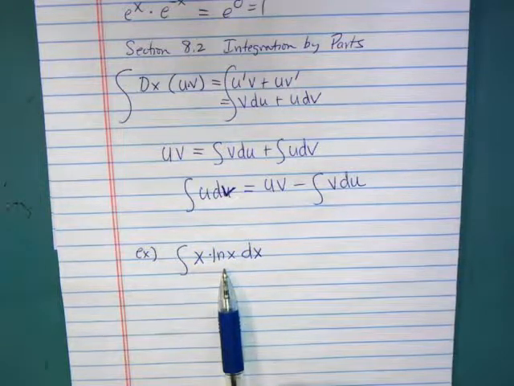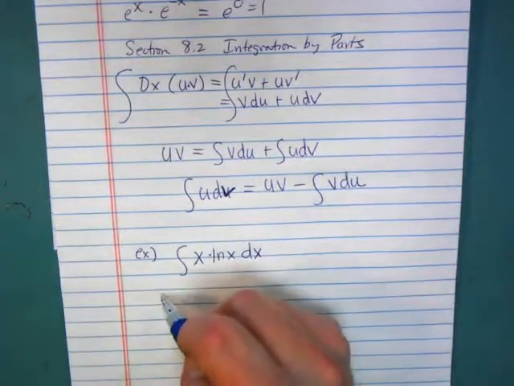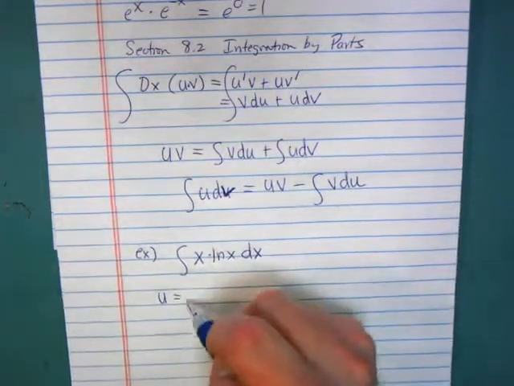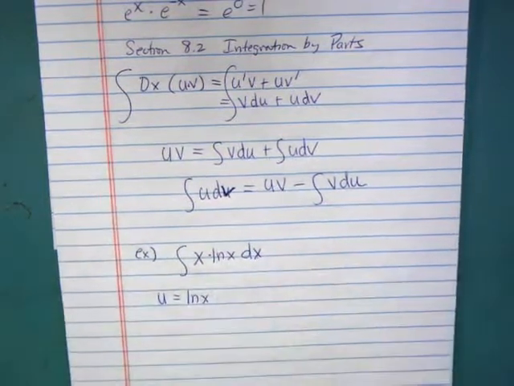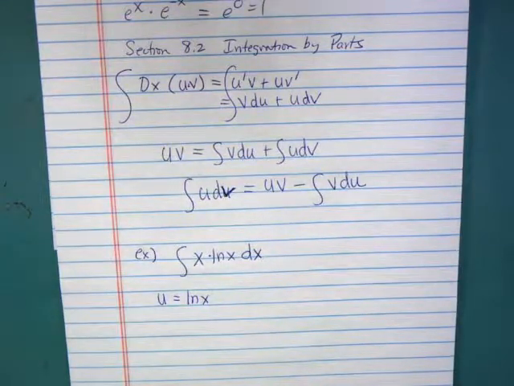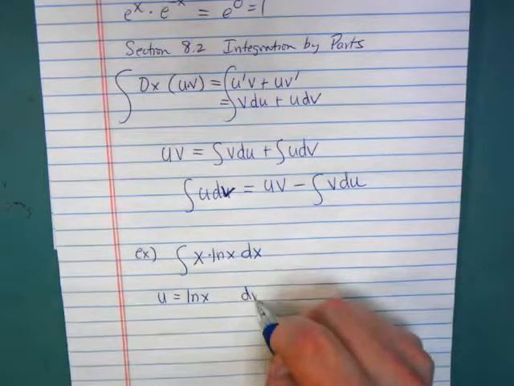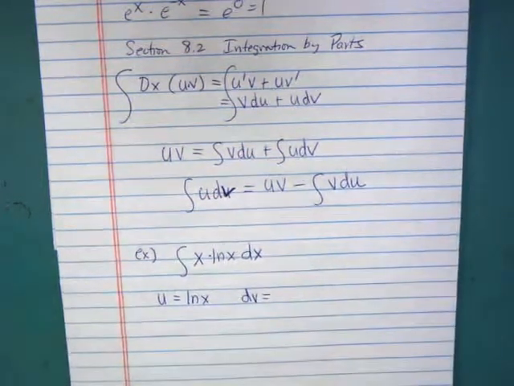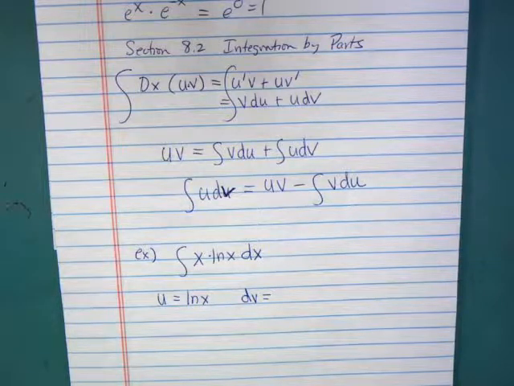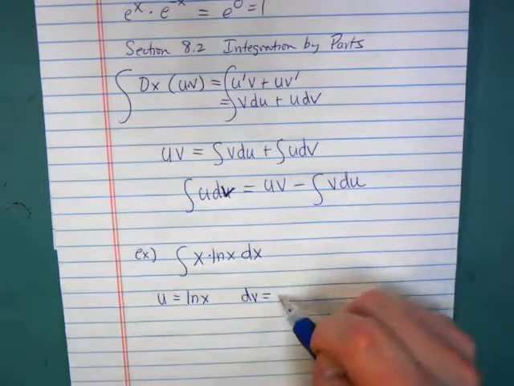Anybody got a preference? U should be ln x? Yeah. Okay. X is a derivative, simple. Okay. So you're going to guess that u is ln x. You're going to sit back and watch. And then dv would be everything left. So what's everything left? X dx.